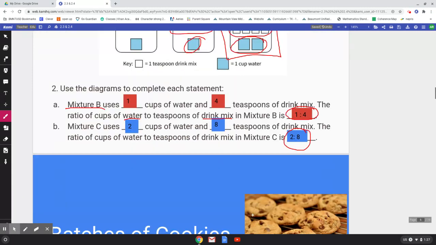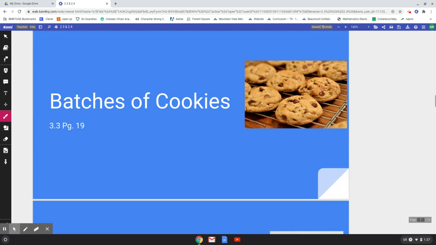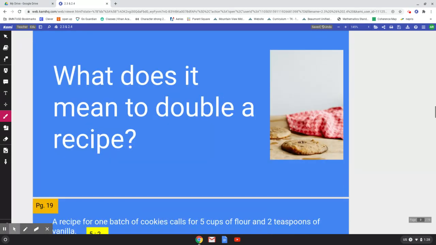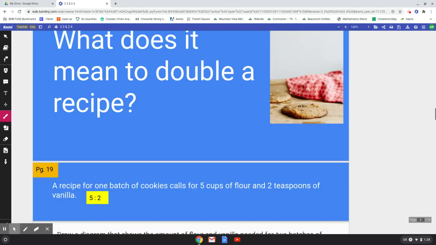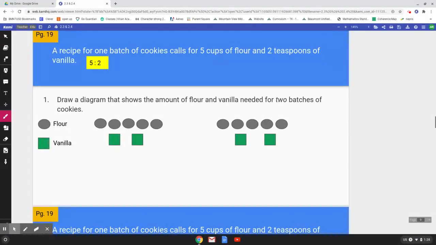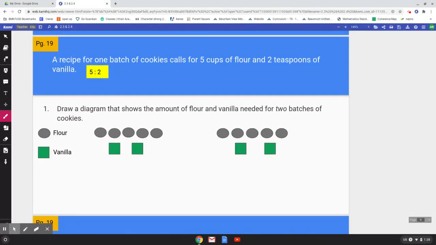So now we're talking about cookies. You are on page 19 in your book. It says, what does it mean to double a recipe? You would really do this if you were cooking cookies. So page 19, I'm on number 1. It says a recipe for 1 batch of cookies calls for 5 cups of flour and 2 teaspoons of vanilla. What I always like to do is write the ratio, 5 to 2. That's what I'm dealing with for 1 batch, 5 to 2.